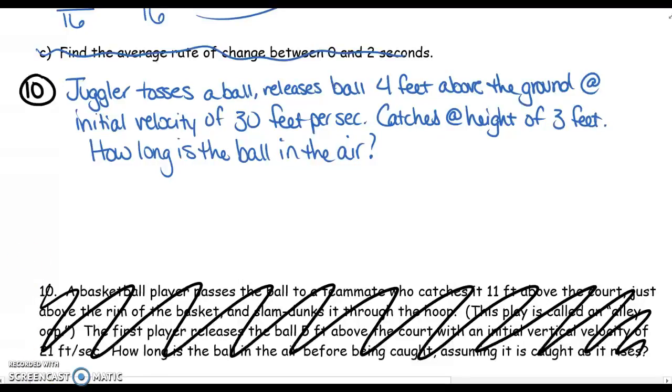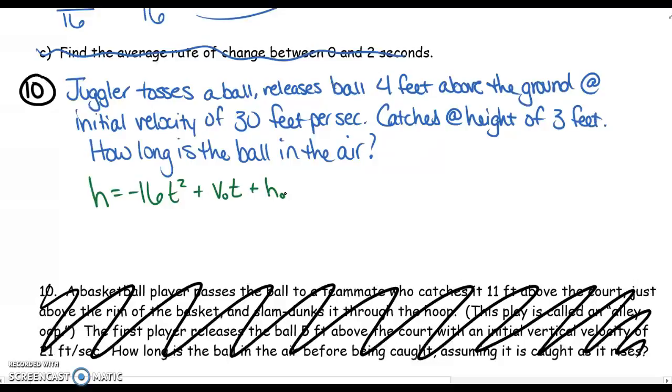Since the juggler tosses the ball and there is an initial velocity, we have to use the model for throwing or tossing an object, which is h equals negative 16t squared plus v sub 0 times t plus h sub 0. That naught simply means initial. It's another way to say initial.